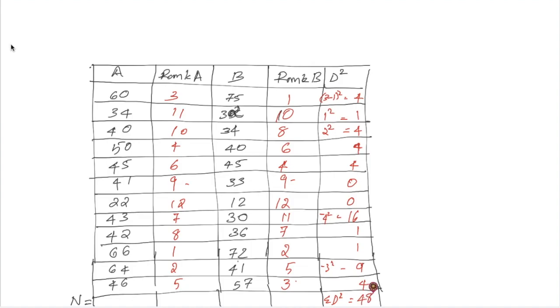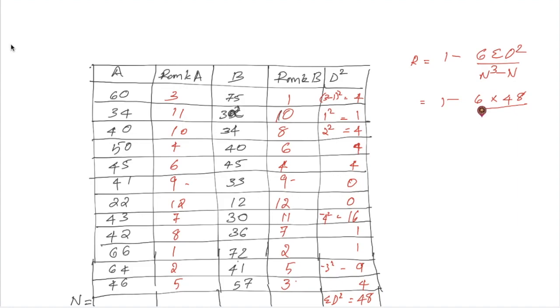Now it was very simple. We need to get the formula, just substitute all the values, and get the Spearman's rank correlation. So we know the formula for calculating Spearman's rank correlation. It is R equal to 1 minus 6 sigma d square divided by n cube minus n, which is 1 minus 6 into 48 divided by n cube minus n. Here n stands for number of items, or number of pairs, which is 10.